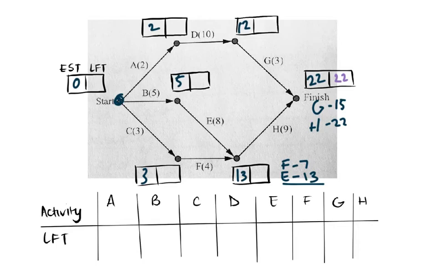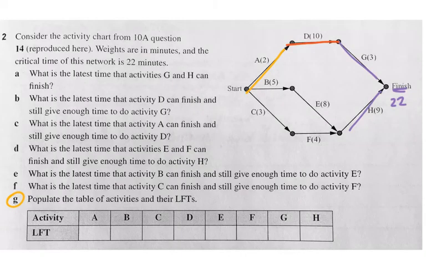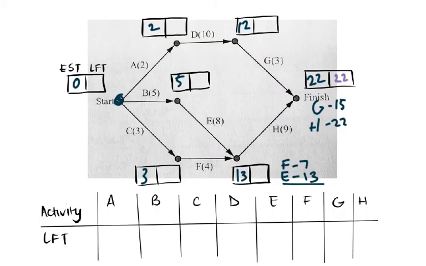Now we're going to find the latest finish time by doing a backward scan. The first thing we're going to do is go up, just like the questions were broken up. The first thing it's going to ask you is what is the latest time that activities G and H can finish. So let's do G first. We're starting at 22, and we're going to subtract 3. 22 take away 3 gives me 19. Then we're going to go up to D. 19 take away 10 is 9. And then down activity A, back to the start. If I did it through A, 9 take away 2 is going to give me 7.